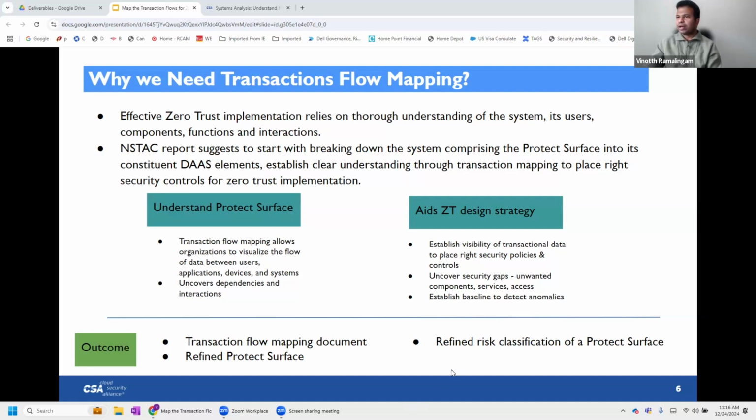Anything you want to add, Eric? I was going to say, it also lets you define things at a more granular level. What are the most critical DAAS elements, maybe where are the single points of failure, those kinds of things, as you dive into it. Because in step one, taking that broader look across the organization, you're not necessarily doing a deep dive into every protect surface. Step two is the first time you're doing that deep dive into the one you've picked for this particular iteration.